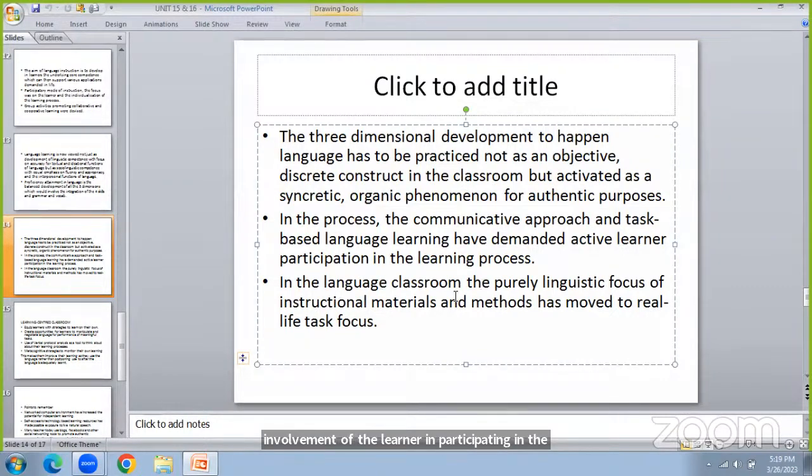So in the language classroom, the purely linguistic focus of the instructional materials and methods has moved to a real-life task focus. As change is inevitable, the traditional model of the teacher has been evolving. The traditional model of the teacher is changing according to the demands of the students, the demands of the learners. So the traditional teacher has been changing in different ways.